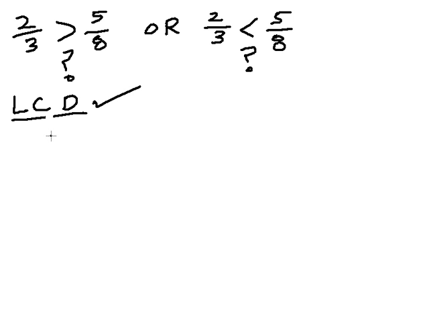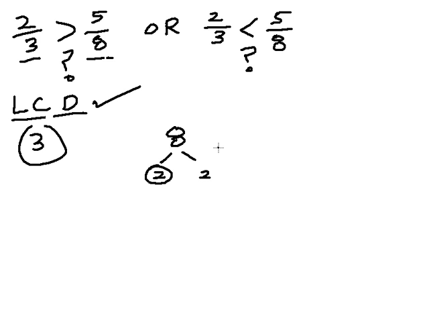Okay, factor trees. What we're going to do is get the factor trees of the denominators of 3 and 8. 3 and 8 are the denominators, the bottoms of the fractions. Well, 3 itself is prime. 8, oh, excuse me, 8 is 2 times 4. 2 is only 1 times 2. 4 is 2 times 2. And the 2's are all prime.